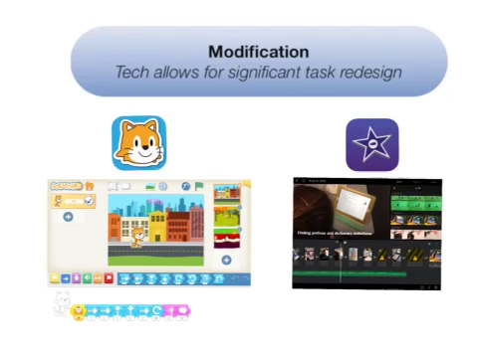In the modification part of the SAMR model, this is where teachers are moving into the transformational zone of technology usage. And this is when technology allows for significant task redesign of an activity. The two examples provided here are iMovie and the new Scratch application.